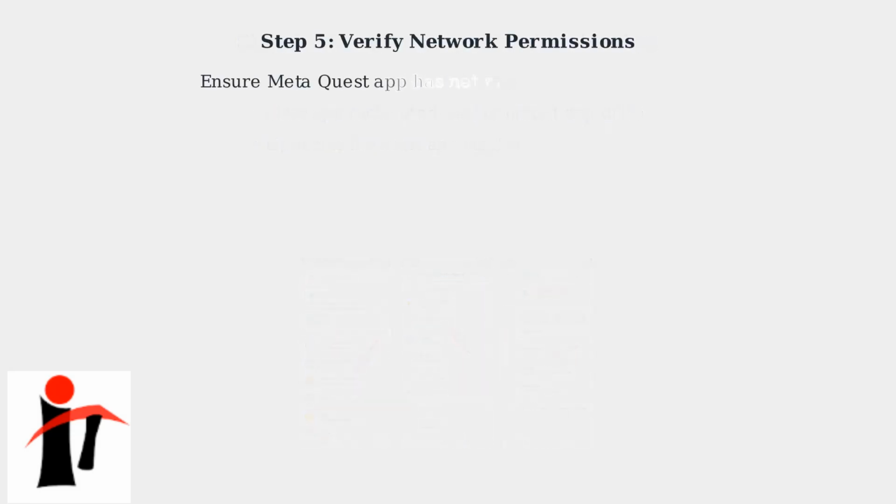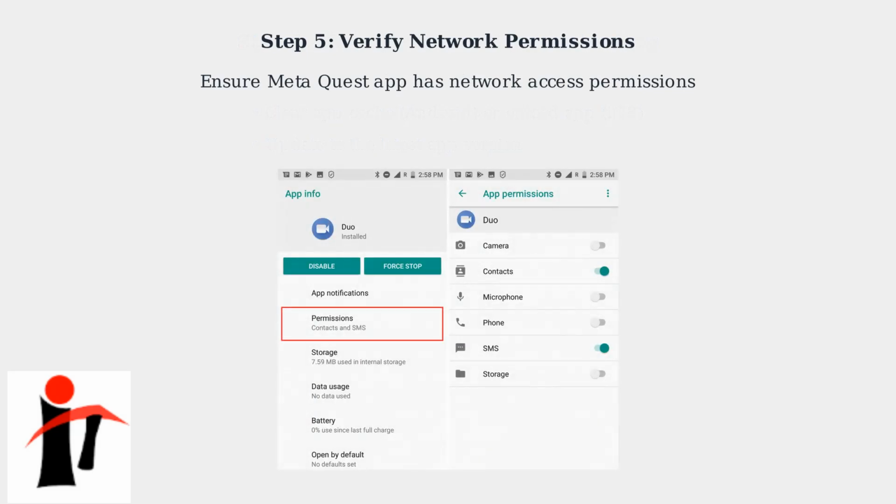Finally, verify that the MetaQuest app has the necessary network access permissions. Go to your phone's app settings and ensure all required permissions are enabled, especially network and internet access.